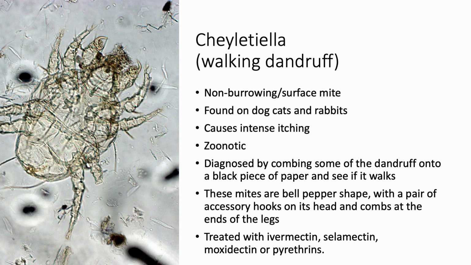So look at the body of this Cheyletiella. It's bell-pepper shaped, which is different from the mite on the previous slide. The scabies was more round. We're going to treat Cheyletiella with ivermectin, selamectin, moxidectin, or pyrethrins.